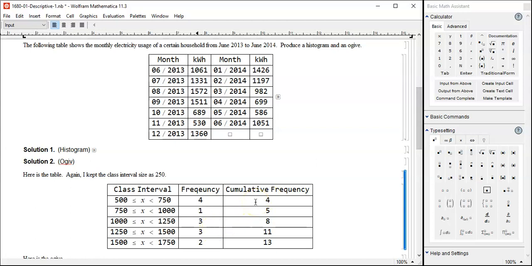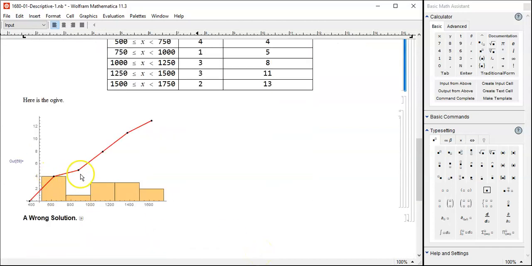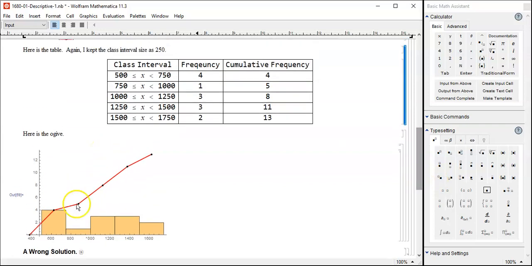Start with 4, and then 1 more, so add up. 3 more, so add up. Another 3 more, so add up. Finally, 2 more and add up. And did I get a total of 13? Yes, I did. So those are going to be the y coordinates: 4, 5, 8, 11, 13. Plot all those points, and then join them with your ruler, and that's the OGIF.